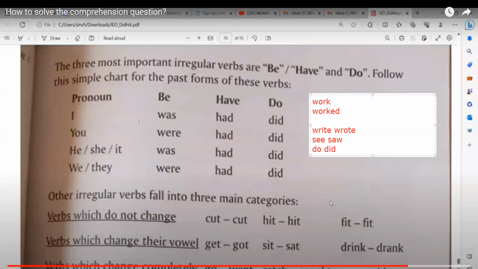Okay. Now, yes, Amuttu, give me an example with she and was.